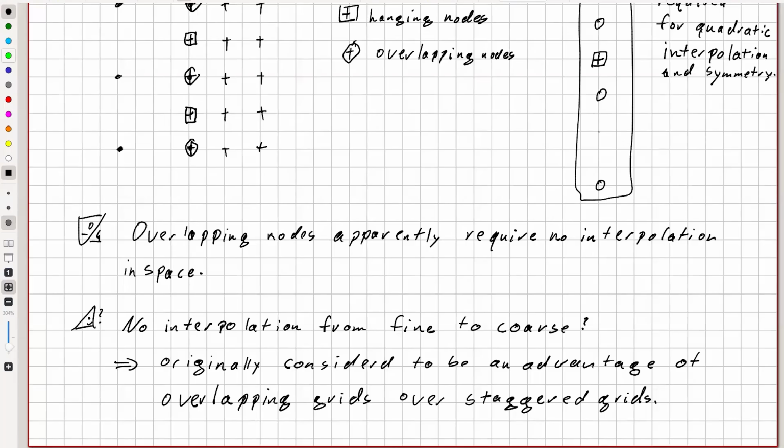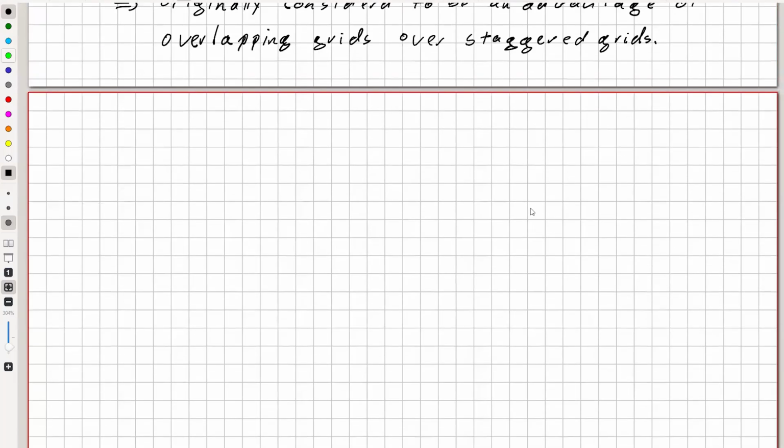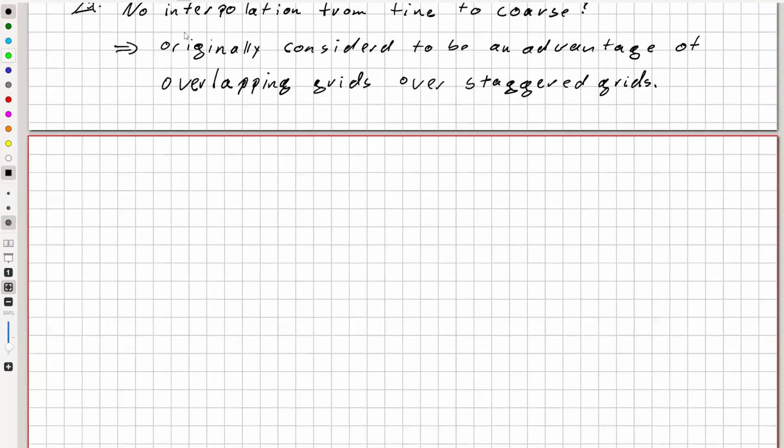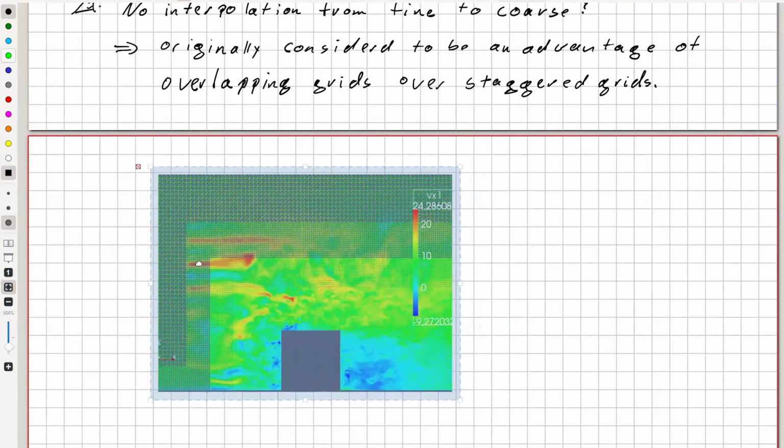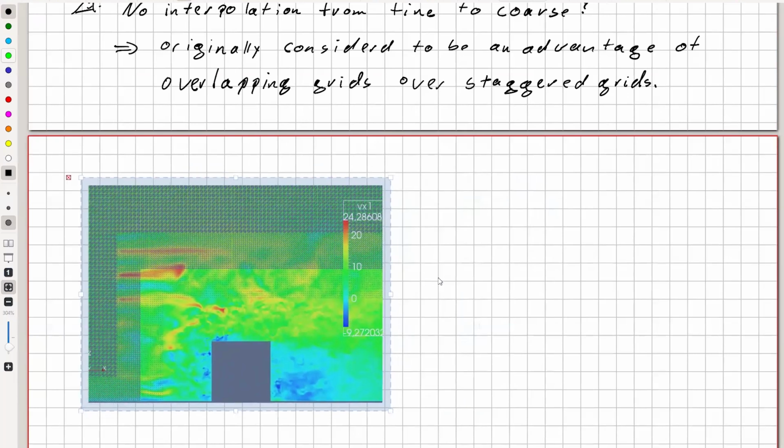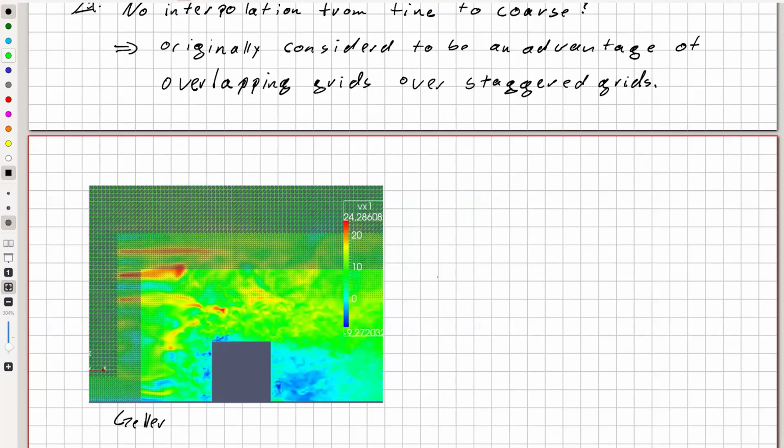Okay, I have a picture here prepared by one of my colleagues, Sebastian Geller. Okay, some time old, 2011. What do we see in this picture?